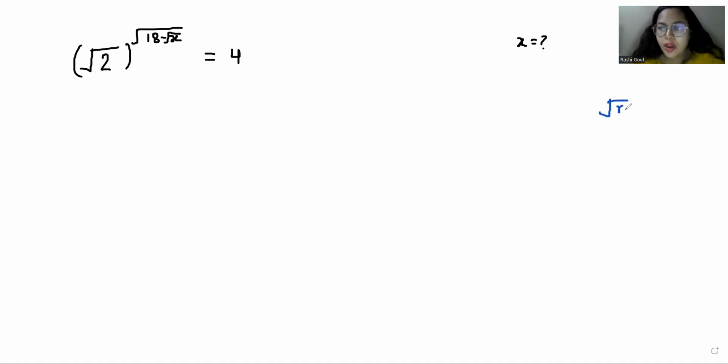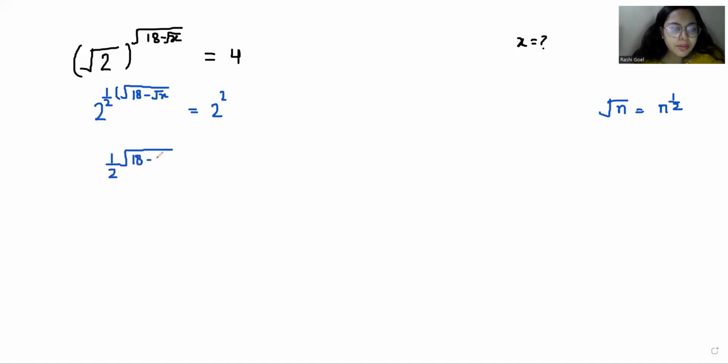So square root of n we can write as n power 1 by 2. Similarly, root 2 we can write as 2 power 1 by 2. Then multiplied by square root of 18 minus square root of x is equal to 4. We can write 4 as 2 squared. Now we know that if the bases are equal, their powers are also equal. So 1 by 2 times the square root of 18 minus square root of x is equal to 2.